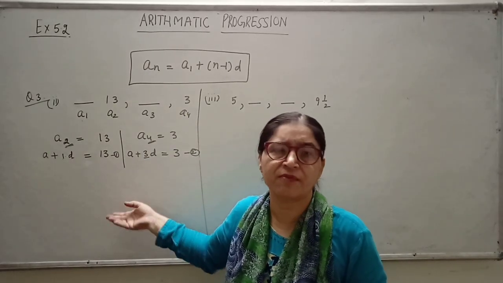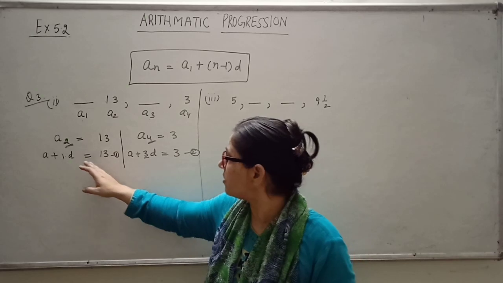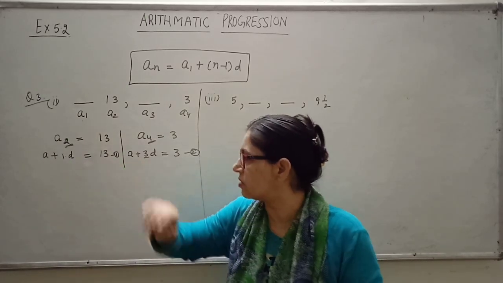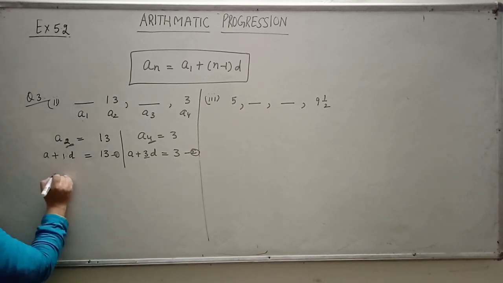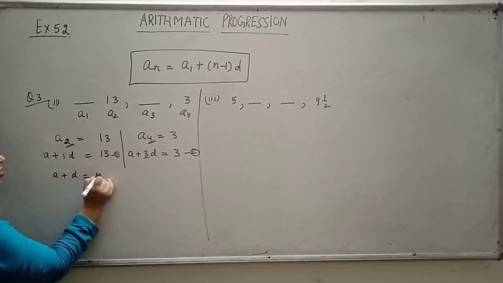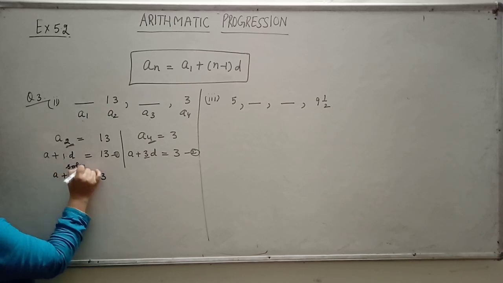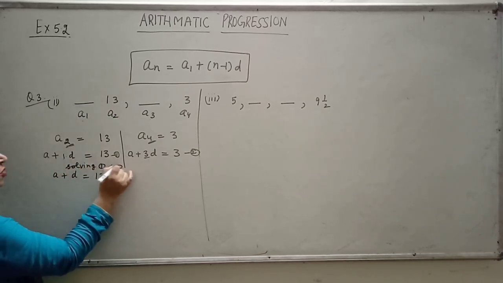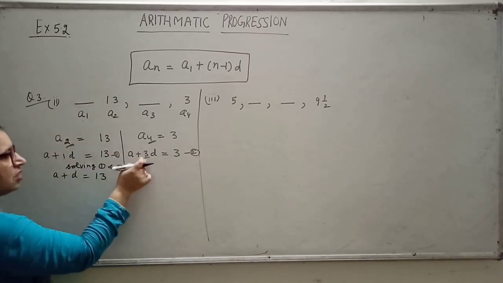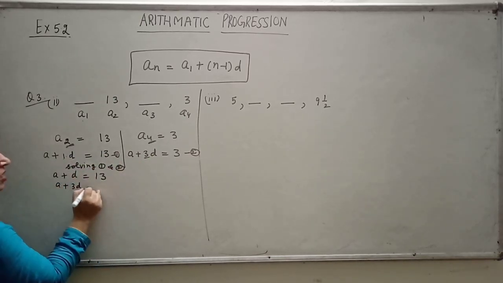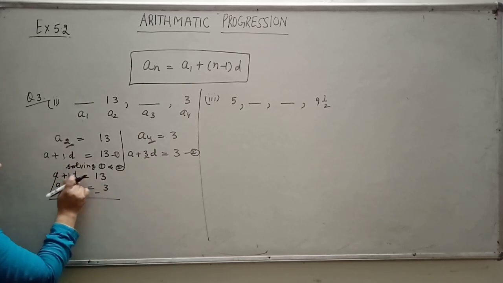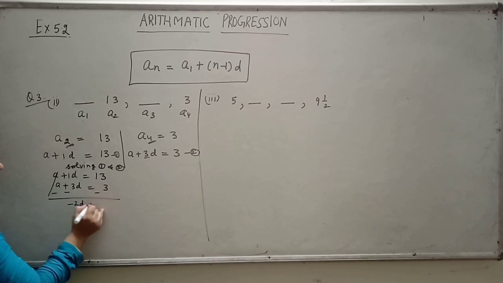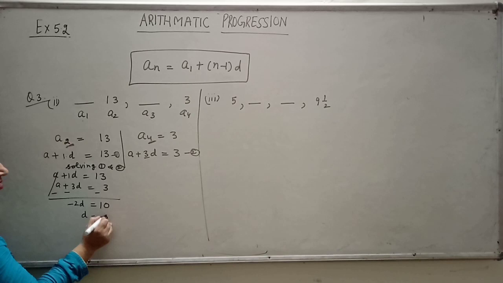Subtract means elimination method, ये लगाना है, या फिर आप इसको subtract कर दीजिए। यहाँ पर elimination method हम लगा रहे हैं एक्चुअली, तो यहाँ पर हो गया A plus D is equal to 13, ये हो गया solving 1 and 2. So this is A plus D is 13 and A plus 3D is equal to 3, minus minus minus, this is cancelled, this is D minus 3D is minus 2D, this is 13 minus 3 is plus 10, तो D कितना आ गया, minus 5.